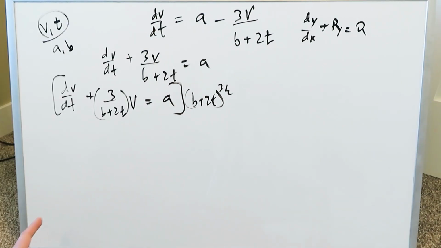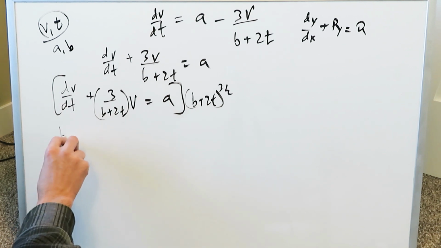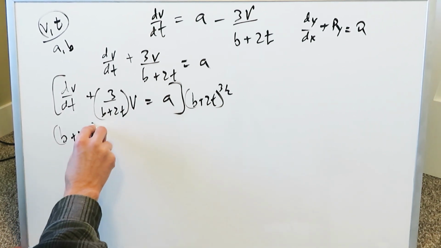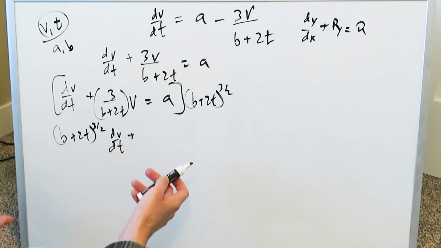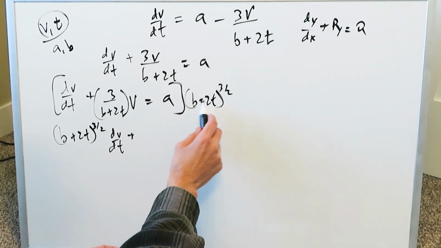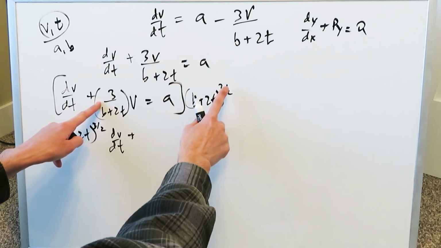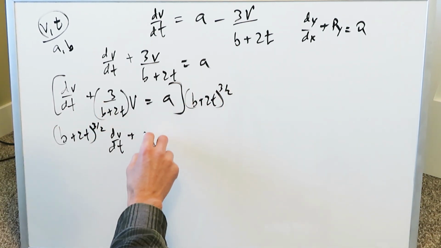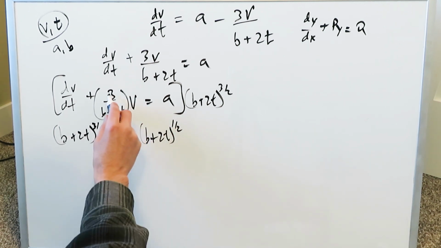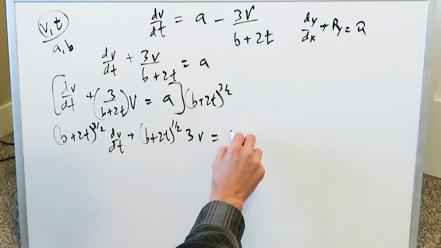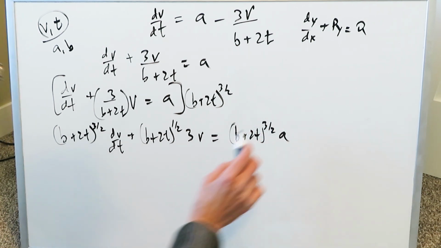As I was saying, this is a slightly more difficult differential equation to solve. When you apply this, what do you get? You get (b plus 2t) to the power of 3 over 2 times dv/dt. This multiplies with this, but look, there's a b plus 2t here, and b plus 2t to the power of 3 over 2. This can cancel out with that and bring in a root, (b plus 2t) to the power of 1 over 2. And then you have a 3, and then v equals (b plus 2t) to the power of 3 over 2 times a.